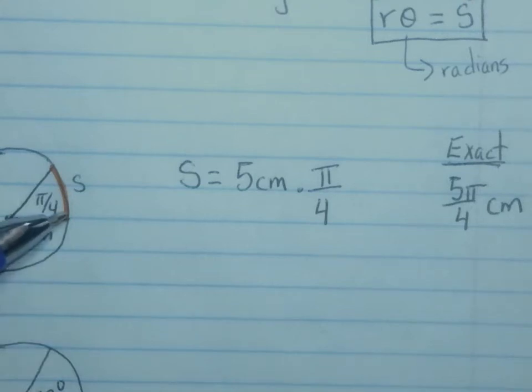Well, if this actually was your arc length, and let's say you were decorating this with some ribbon, and so now you're going to go to the store and buy the ribbon that you need, it is not going to help you to go into the store and know that you need 5 pi over 4 centimeters of ribbon, right? You're not going to know what to buy.